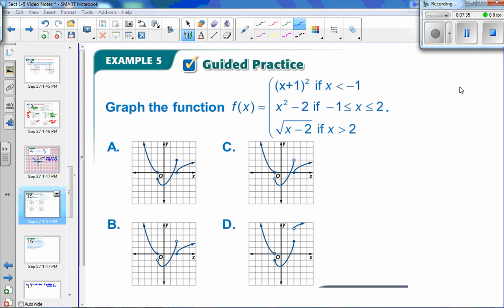Now I want you to try this. This is a multiple choice problem. So I want you to pause the video and take a look at the clues. Pay attention to these symbols and where you would expect to find an open circle and where you would expect to find a filled in dot, and see if you can figure out which piecewise function would be accurate.